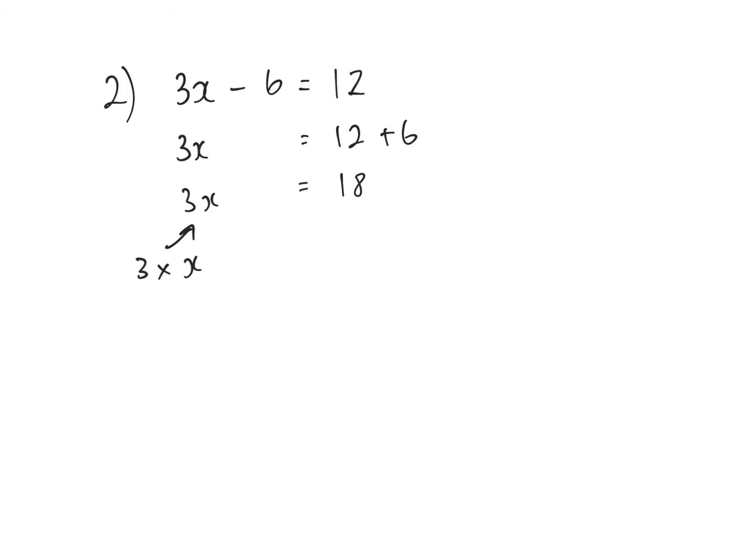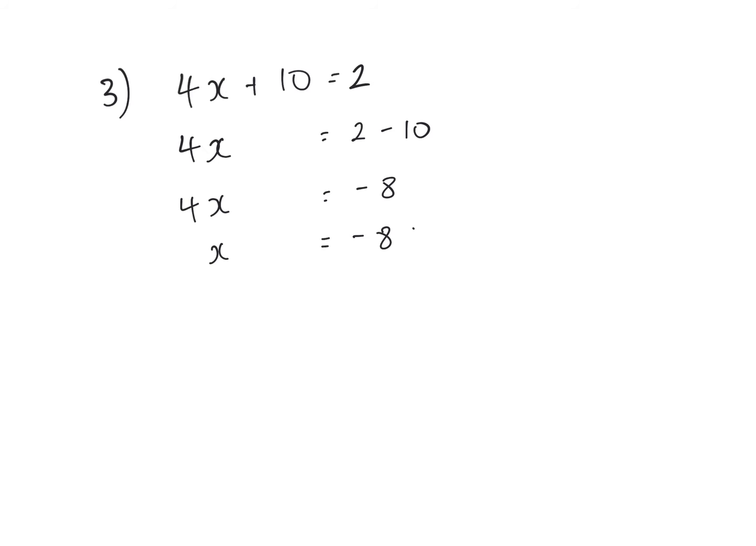Next one's slightly more tricky because we've got 3x take away 6, so minus 6 equals 12. So the first thing is to add 6 to both sides, so 3x equals 12 plus 6, and we can simplify yet again, so 3x equals 18. Now remember, 3x just means 3 times x, so we have to do the opposite to remove it to the other side. So x equals 18 divided by 3, so our final answer, x equals 6.